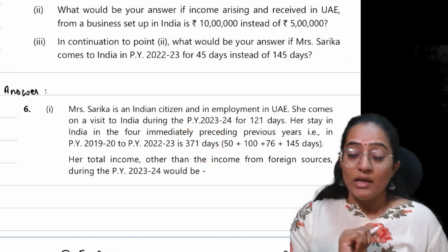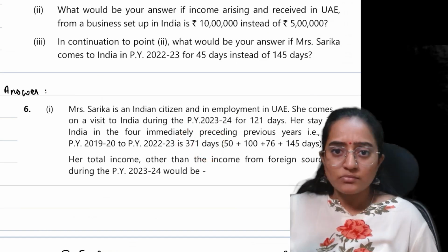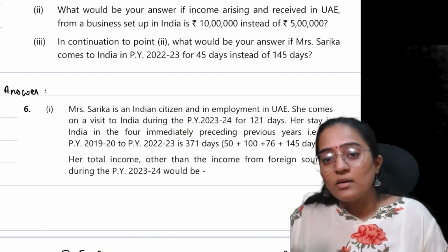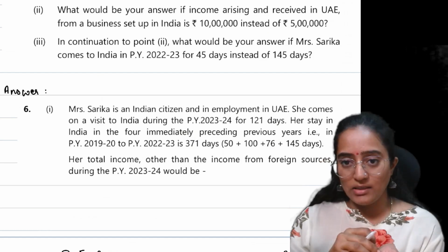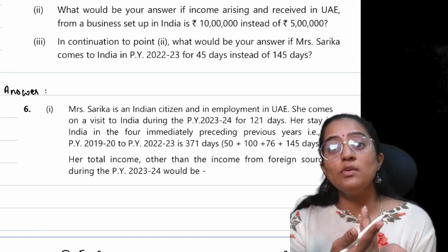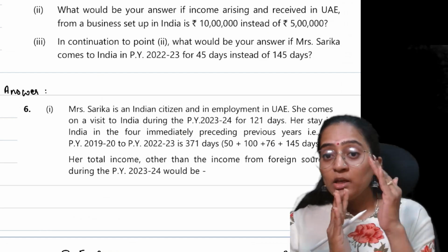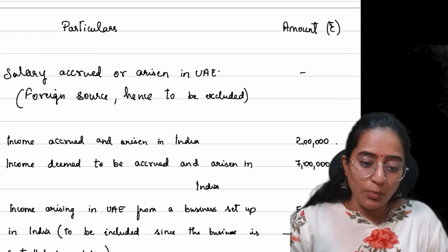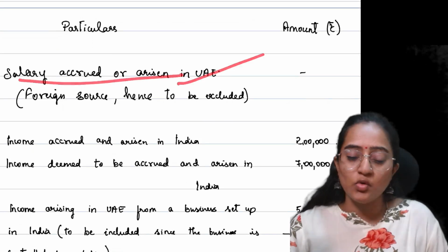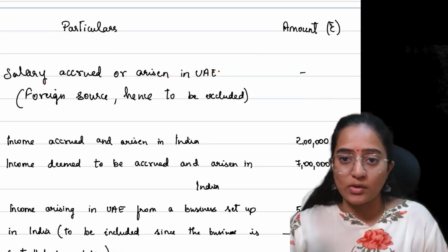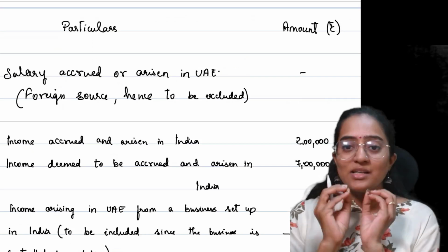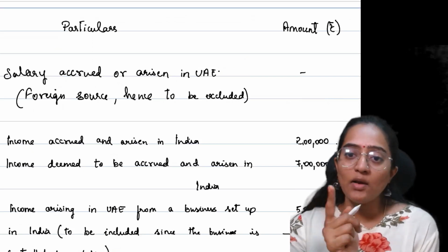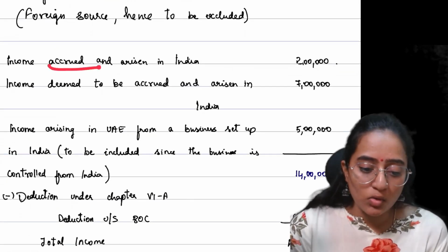But wait, here you need to consider a point: she's an Indian citizen coming on a visit during the PY. If her total income, other than foreign source income, exceeds 15 lakh, then some other provision is applicable. If she's not getting into that point, then the basic provision is applicable. Whatever salary accrued in UAE is foreign source, hence it is excluded. We are just calculating the total income excluding foreign source income, to see whether it exceeds 15 lakh or not.